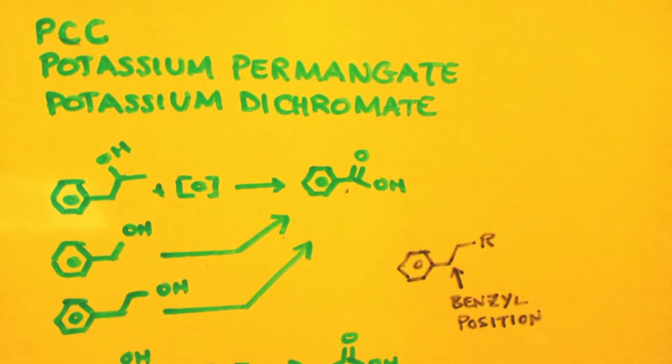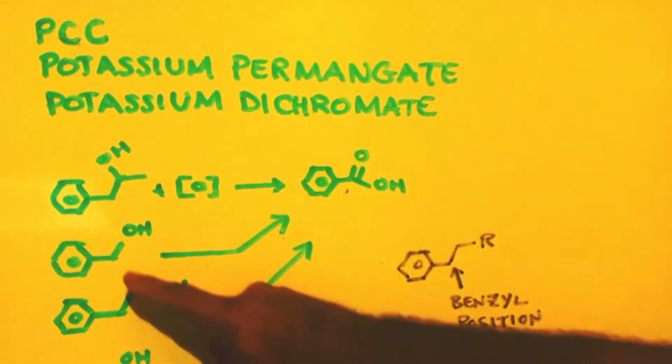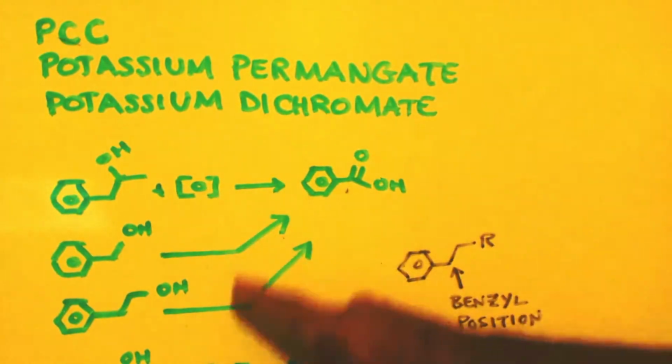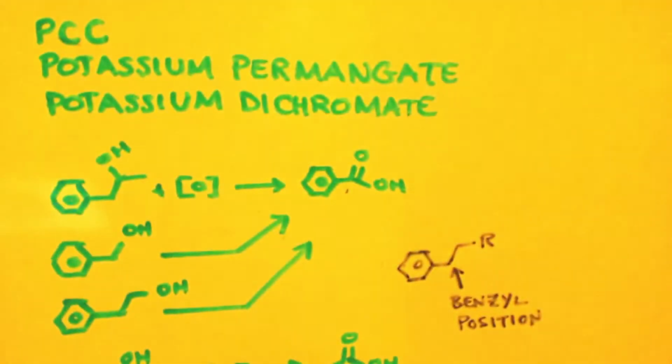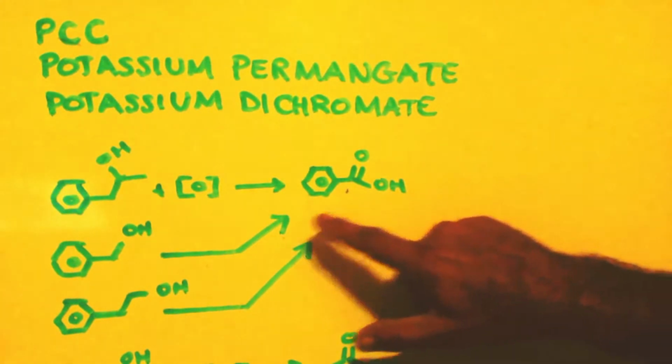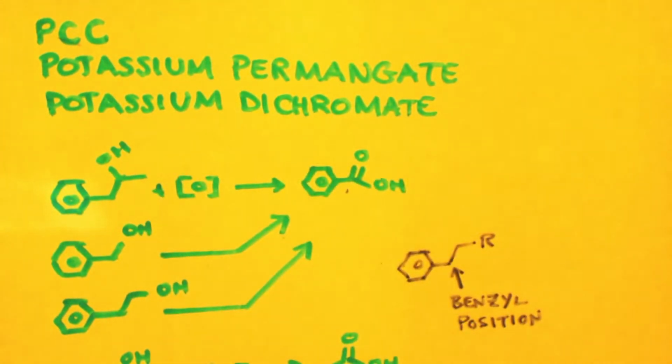Let me give you a couple examples. I got 3 examples here. I got 1-phenyl isopropanol, benzyl alcohol, 2-phenyl ethanol. If I oxidize these with these oxidizers up here, you can see they all point to this benzoic acid. All 3 of these things would be oxidized to benzoic acid.